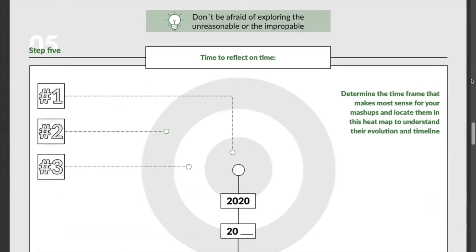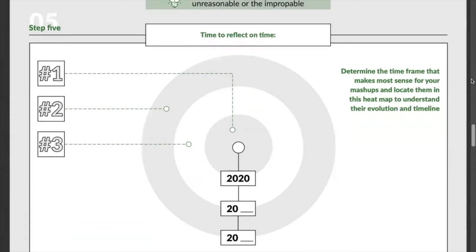Step 5. It's time to reflect on time. In this diagram, what you will be doing is choosing a time frame. We'll be starting in 2020, but you'll be ending whenever you see fit. And what you want to do is organize the 3 different mashups you created in the step before by determining the time frame at which they fit best.